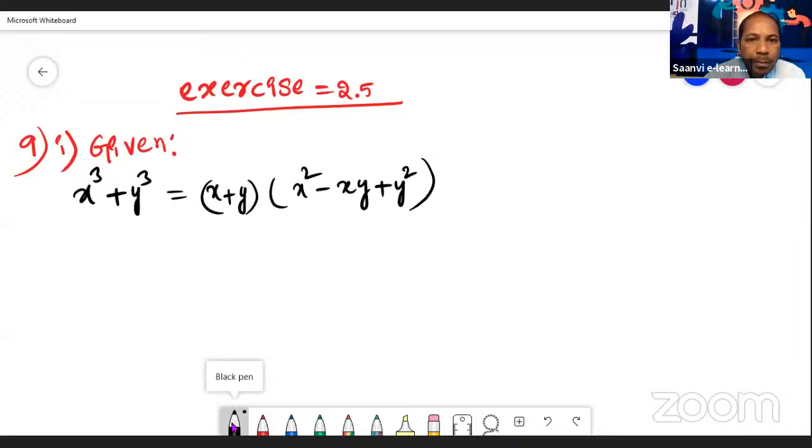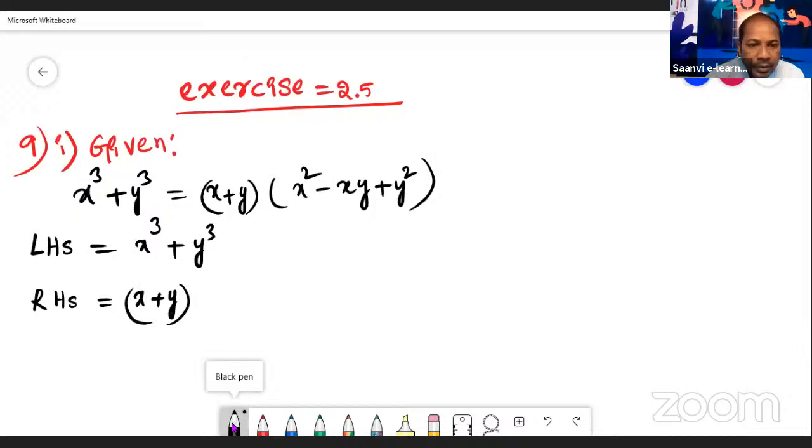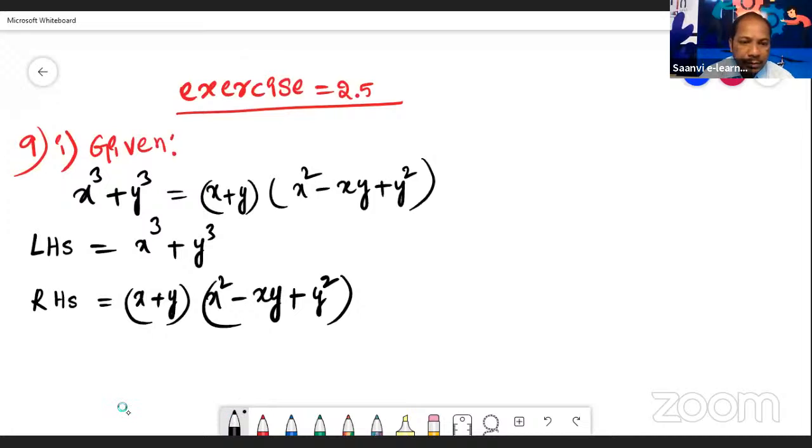Okay. So first of all, take LHS. What is the LHS? X cube plus y cube. So LHS is equal to x cube plus y cube. This LHS we cannot simplify, okay, so keep it as it is. Now take RHS. So what is RHS here? RHS is x plus y into x square minus xy plus y square. Okay, so we can simplify this.